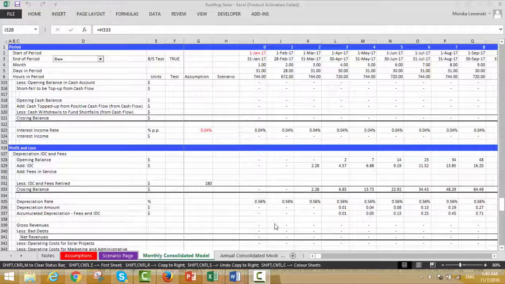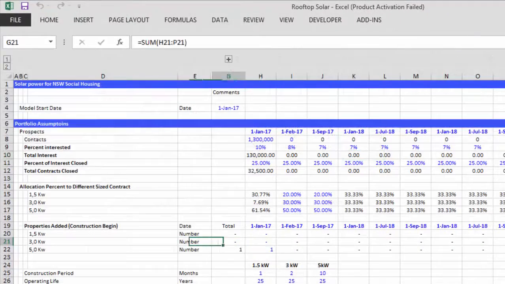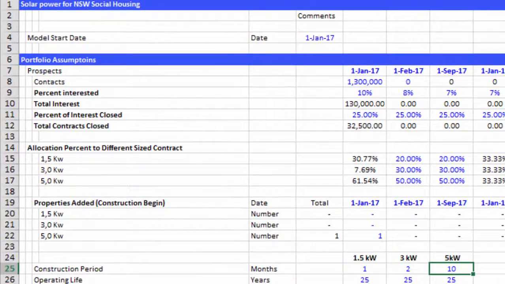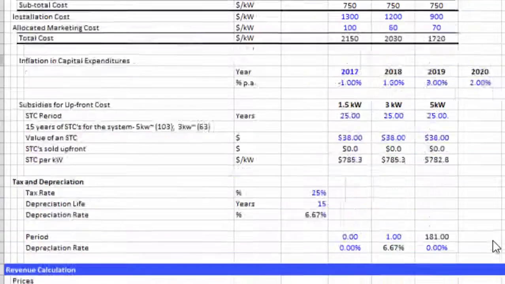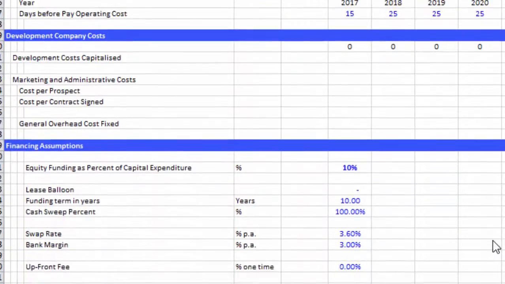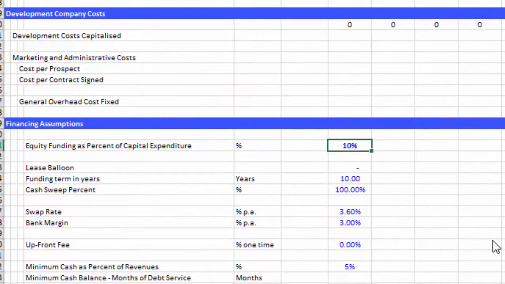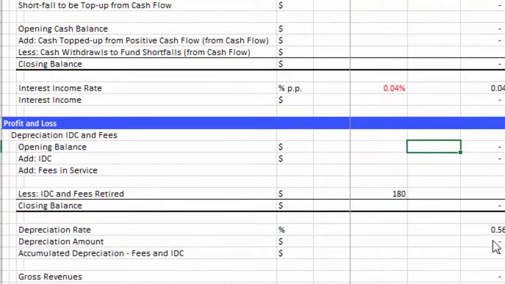Now, here's what I did. I should say use the past tense, I guess. I just put one single facility in, and I assumed that it takes 10 months to construct. Okay, and then I put only 10% equity funding, so the rest is debt funding.